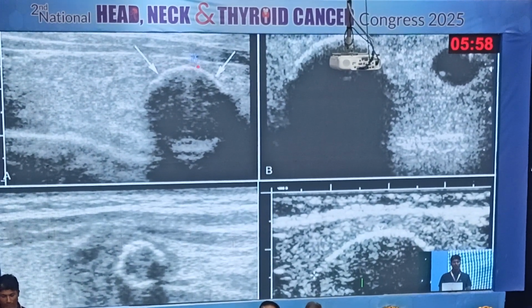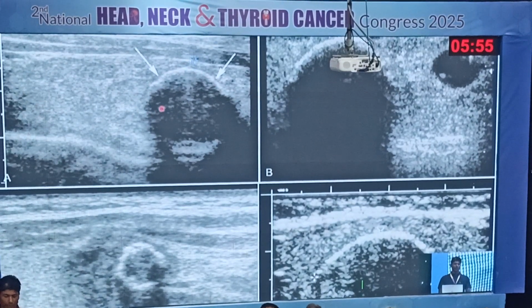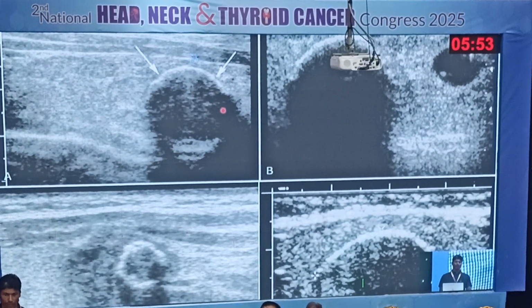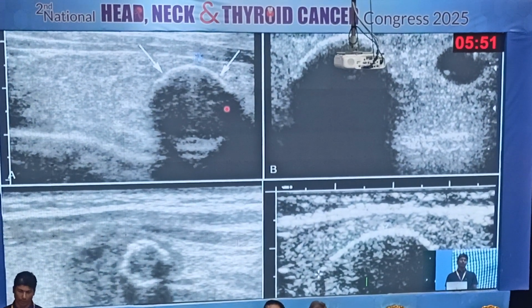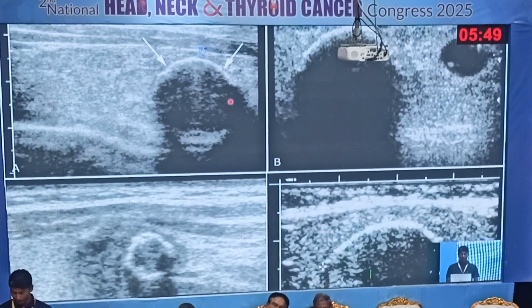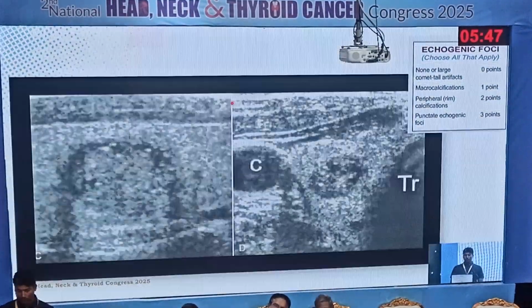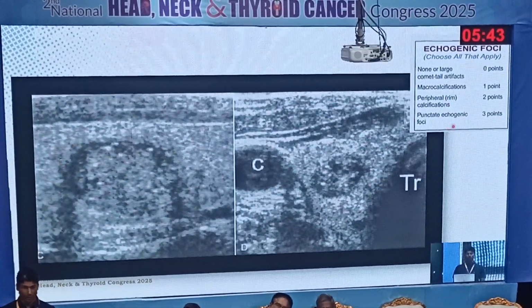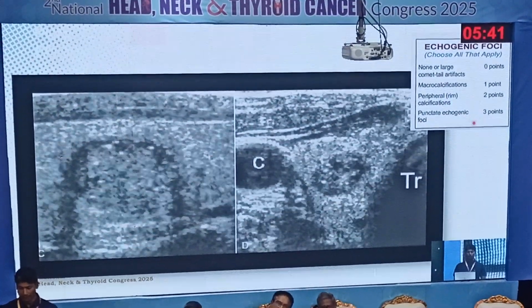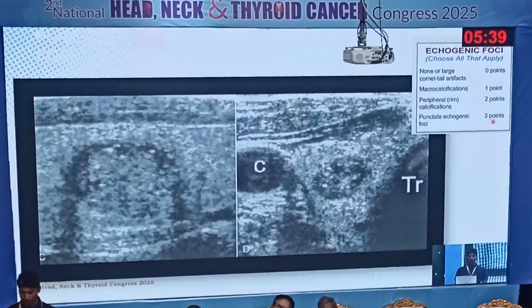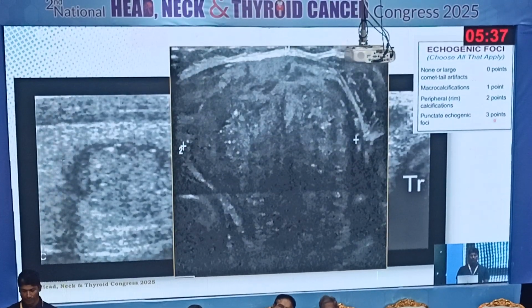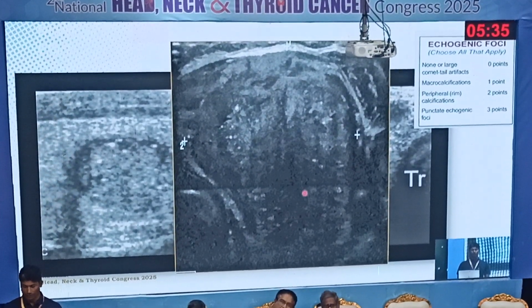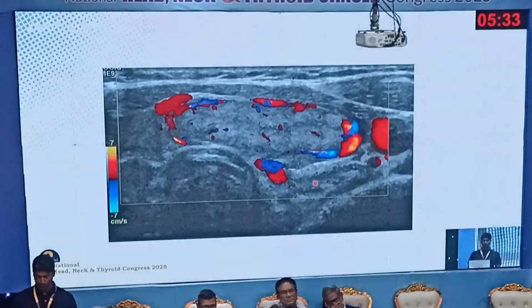This is a peripheral rim calcification, and because of the shadowing, you are not able to identify what is inside the nodule. So you will consider it as a solid nodule and give the points accordingly. Echogenic foci, like I said, are punctate echogenic foci. Now we don't call it microcalcification, but we call it PEF, punctate echogenic foci, and this carries 3 points. If it is a solid nodule with multiple punctate echogenic foci, this is a highly suspicious nodule.